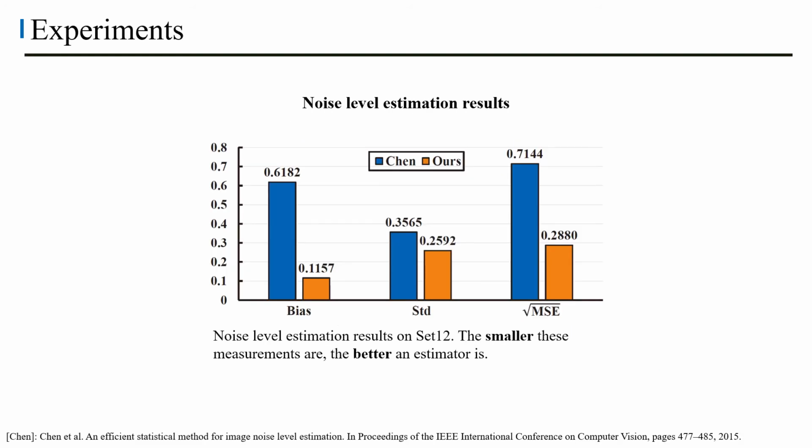In the experiment part, we conducted various experiments to validate the effectiveness of our proposed method. This experiment is about the noise level estimation. Here, we compared our proposed noise level estimation with a SOTA method. For the measurements we adopt here, the smaller they are, the better a method is. As this figure shows, it performs better than the SOTA method on all measurements.